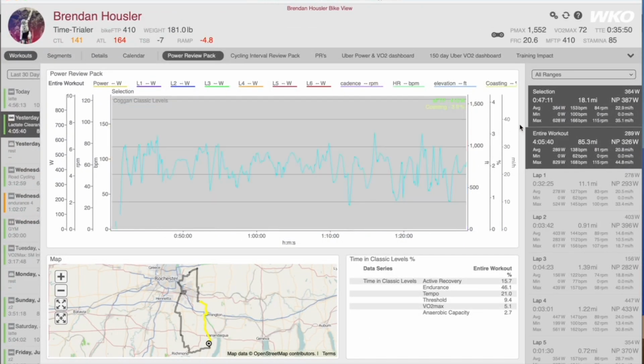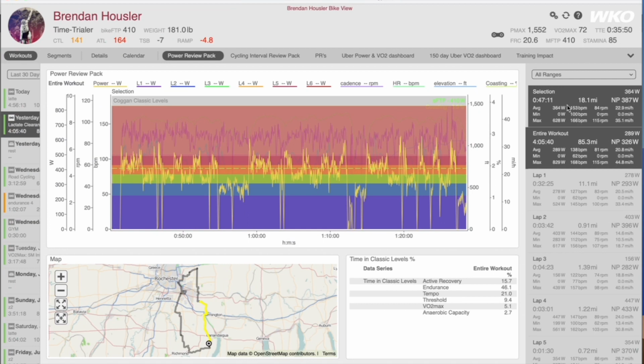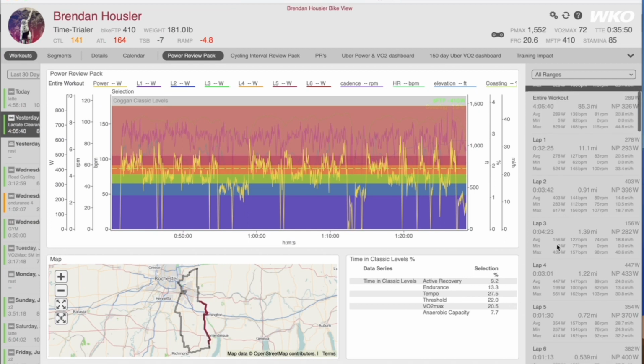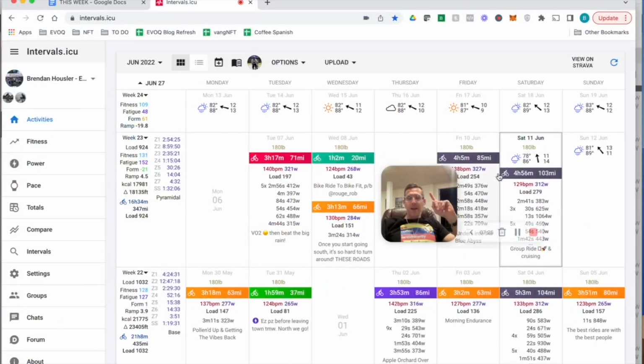So what you can do, okay, great. This is success. This looks good. Let's take a quick look through. I don't spend 25 minutes on a power file. Number one, it would be very, very hard to run a business that way.